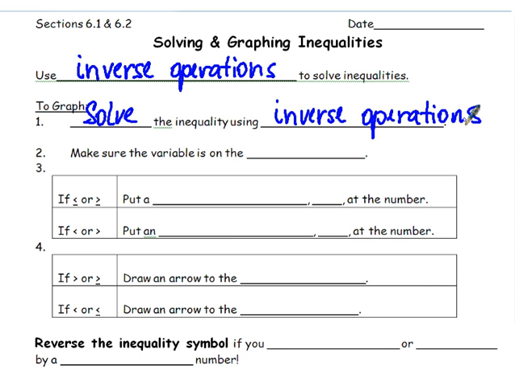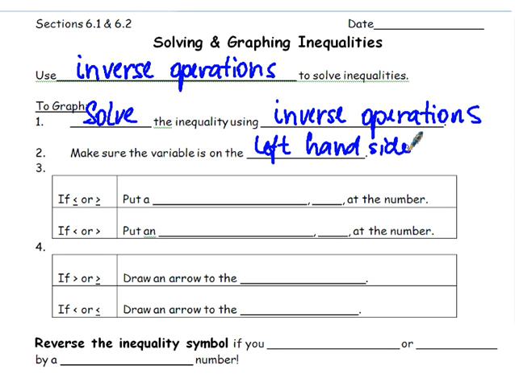Second, make sure the variable is on the left hand side. We will be able eventually to graph even when we see the variable on the right hand side, but it's a little bit less confusing if the variable is on the left.